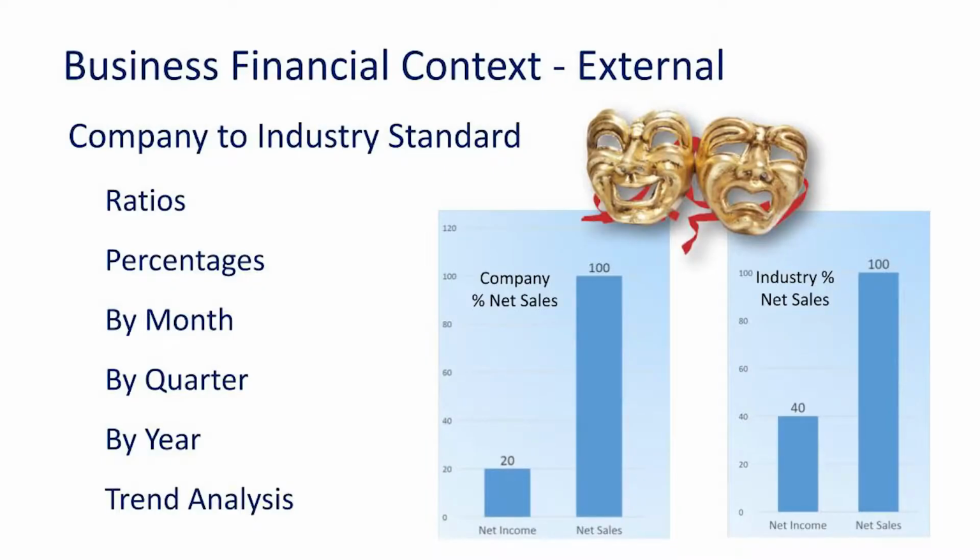But there's a whole different context that is very powerful, and that is external context, okay? This is where you compare your internal data to industry averages and standards by ratios, percentages, again, period to period, by month, by quarter, by year, and doing trend analysis against other businesses within your same industry.